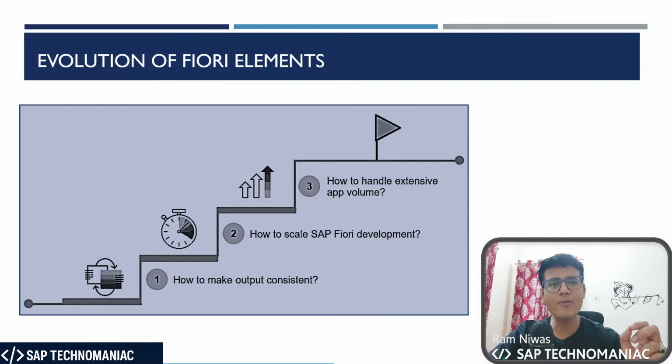How did the idea of SAP Fiori Elements get born? Initially, when SAP came up with the SAP UI5 based applications, which are based on JavaScript, HTML, and CSS, they started developing their applications. When they developed a number of applications, they realized that it is very difficult to maintain the consistency of UI throughout their applications. They have to train each and every developer. Not only that, it was taking too much time to develop each and every application.